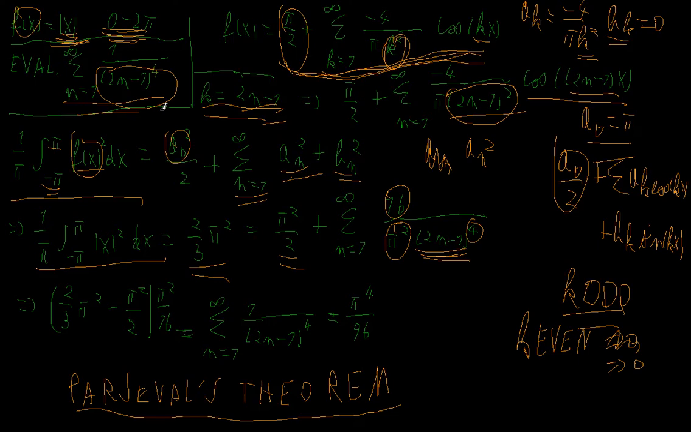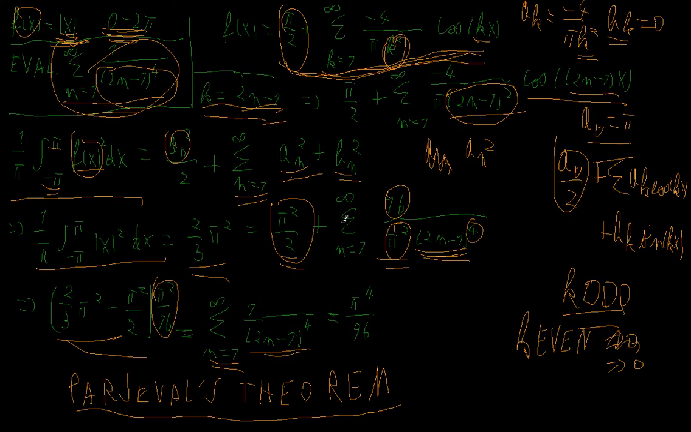Now we need to rearrange, and we will be able to evaluate this sum. We can take this pi squared over 2 to the other side, so we get 2/3 pi squared minus pi squared over 2. And we can multiply by pi squared and divide by 16, so we have times pi squared over 16. And now that is equal to the sum from n is equal to 1 to infinity of 1 over 2n minus 1 to the 4th power. So that is my sum here.